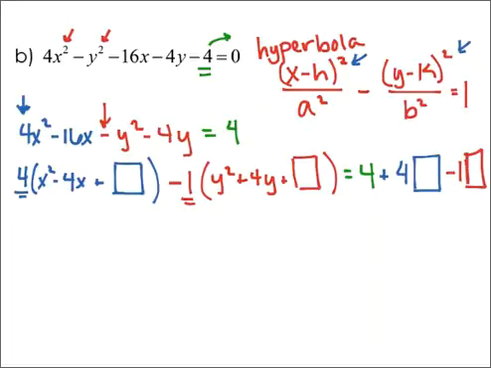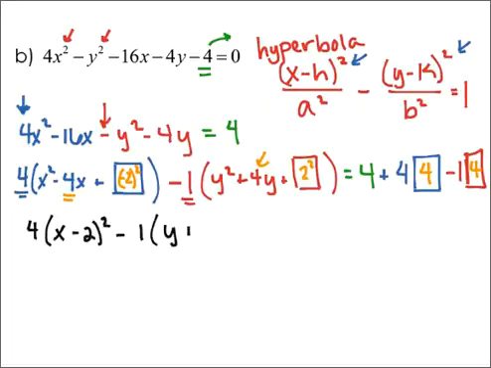Now I can try to complete the square. So half of negative 4 is negative 2, and then I'm going to square that. Negative 2 times negative 2 is 4. Then look at this. Half of that 4 is 2. 2 squared is 4. Alright, so let's go ahead and rewrite this now. I've got this 4, I've got an x minus 2 squared minus 1 y plus 2, all of it squared, is equal to, let's see, over here we have 4 plus 16 minus 4, and that's going to give me, those cancel out, just a 16.